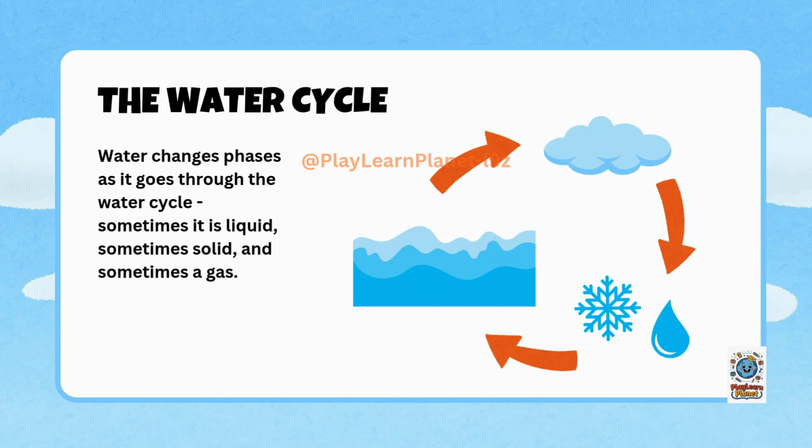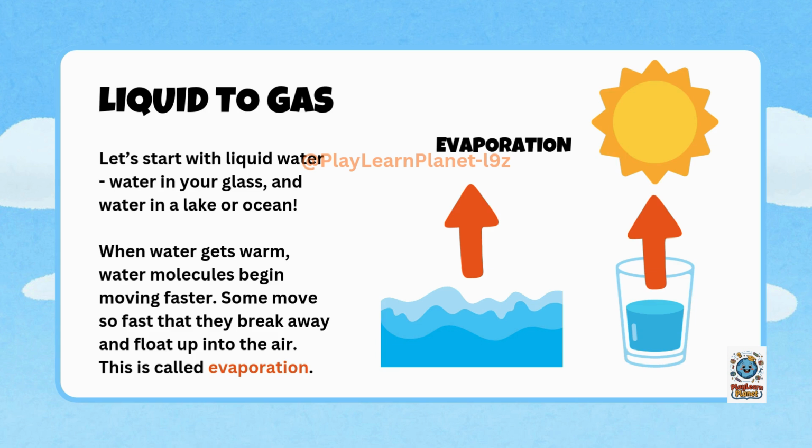The water cycle. Water changes phases as it goes through the water cycle. Sometimes it is liquid, sometimes solid, and sometimes a gas. Liquid to gas. Let's start with liquid water, water in your glass, and water in a lake or ocean. When water gets warm, water molecules begin moving faster. Some move so fast that they break away and float up into the air. This is called evaporation. Liquid to gas.